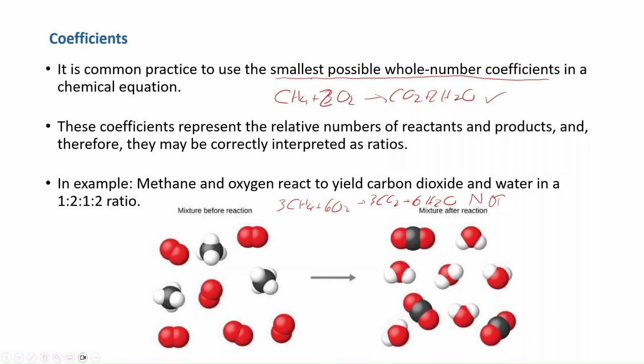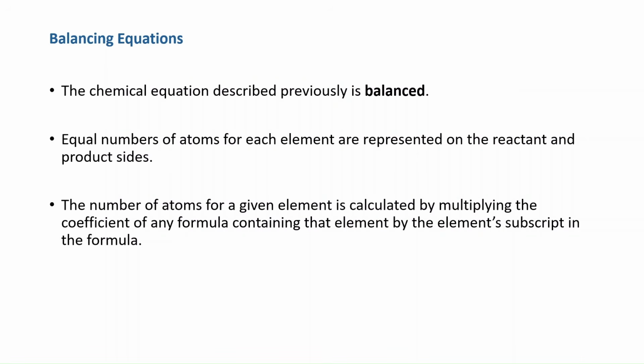And be very, very careful with that. Depending on the instructor, you may get partial credit, you may get no credit at all if you don't use the smallest whole number ratio. The chemical equation that I gave you before was balanced because it has the same number of whole atoms. Let me write it again: CH4 plus 2 oxygens, carbon dioxide plus 2 waters.